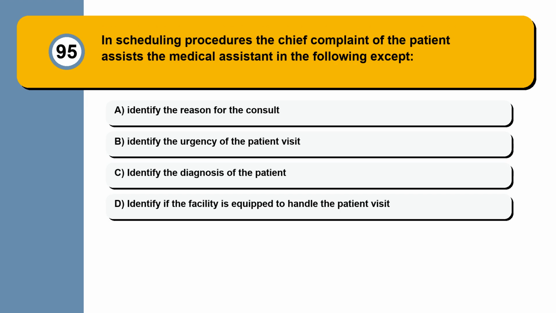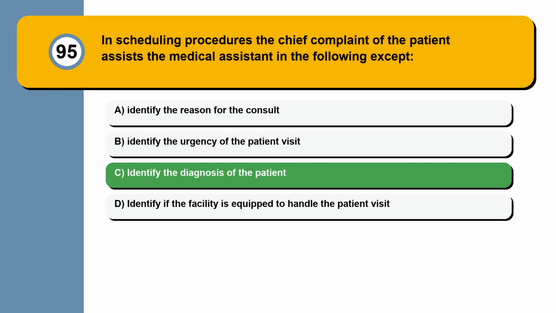Question 95. In scheduling procedures, the chief complaint of the patient assists the medical assistant in the following except. Here are your options. Option A, identify the reason for the consult. Option B, identify the urgency of the patient visit. Option C, identify the diagnosis of the patient. Option D, identify if the facility is equipped to handle the patient visit. The correct answer is option C, identify the diagnosis of the patient.